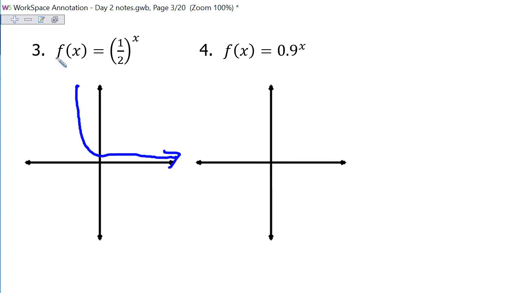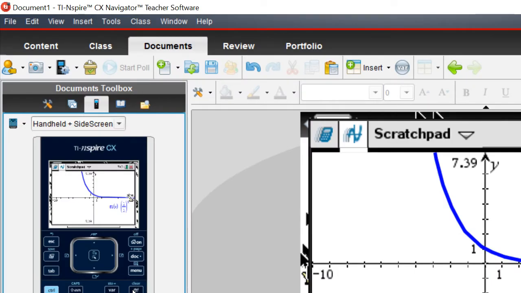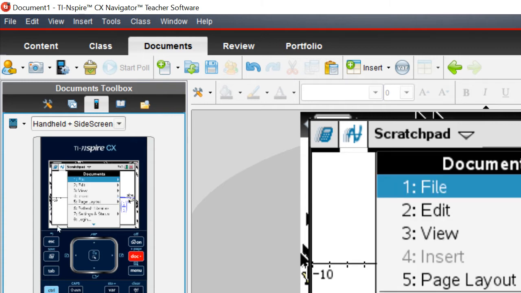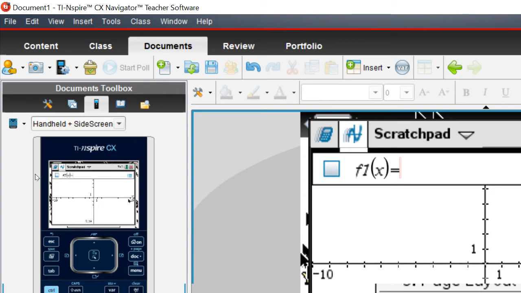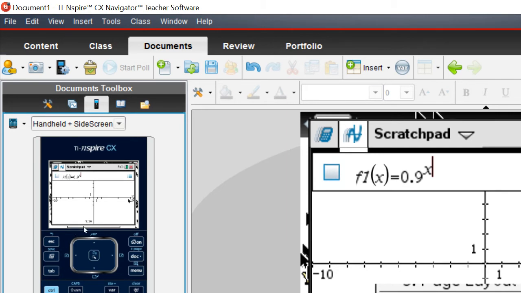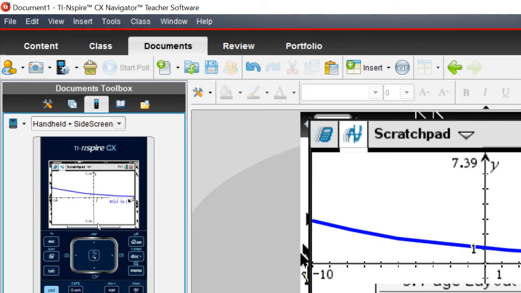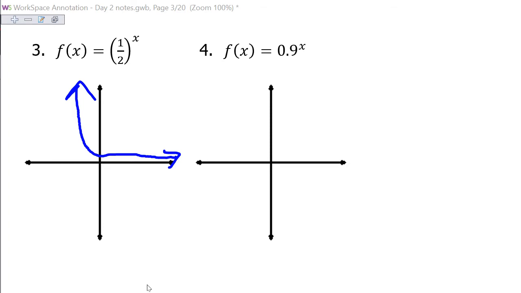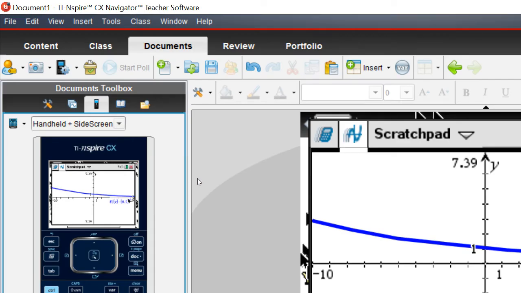Then problem number 4, we have f of x equals 0.9 to the x power. Is that one an exponential function? Yes, because x is an exponent. To put that one in the calculator, first, how do I clear this? Doc B will clear it. Go back to the graph, and we need 0.9 raised up to the x power. Was that the right equation? Yeah. When we sketch that one, it's going to look different. The left side is still going up, and the right side is still going towards the x-axis. It's just not as pronounced as that one.